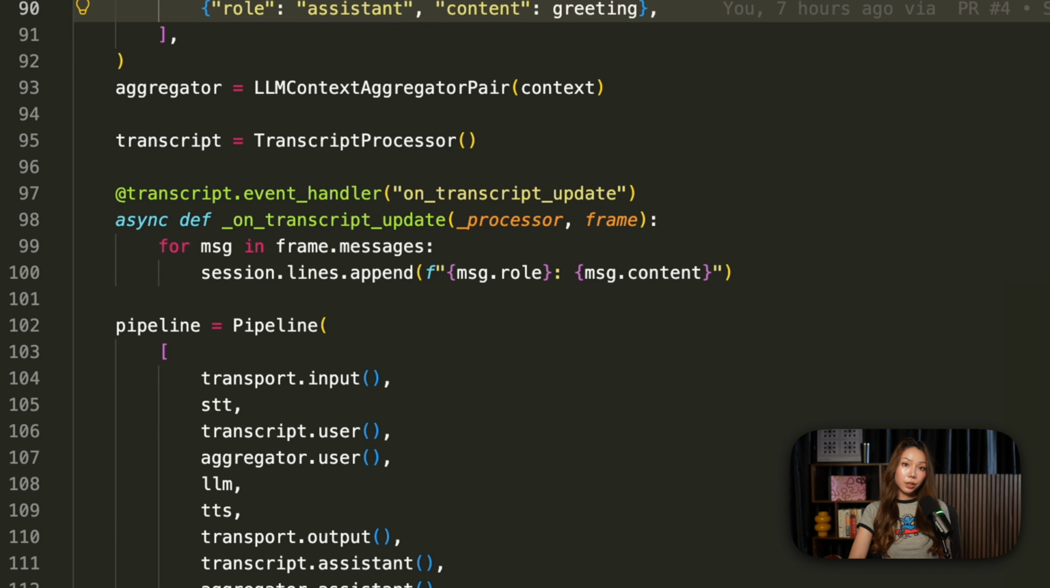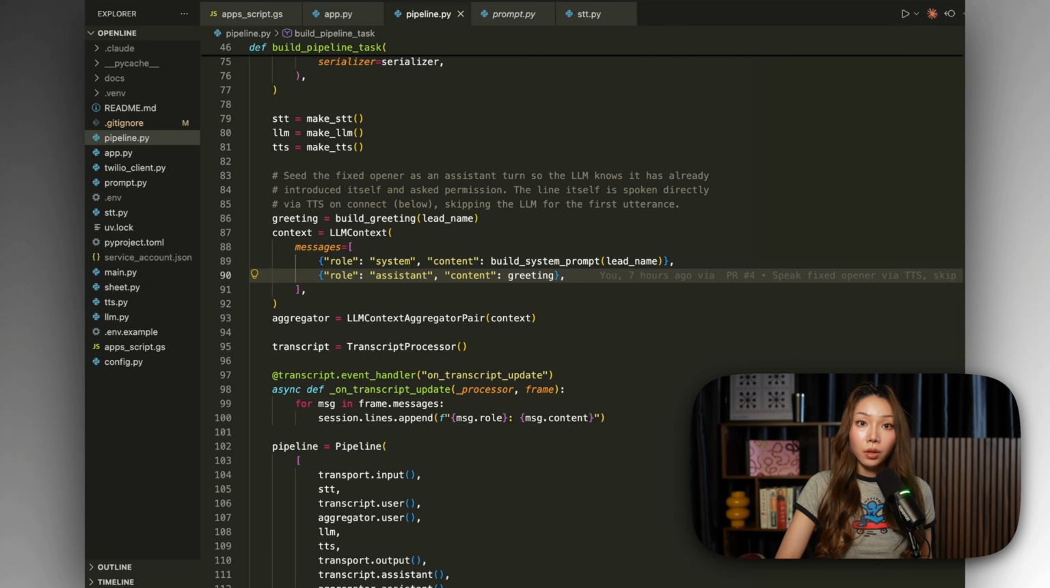Now, remember those 2 innocent-looking lines back in the pipeline, aggregator.user and aggregator.assistant? This is what they were for. Every time the caller says something, it gets appended to this context. Every time the agent replies, that gets appended too. So the context grows as the call goes, and the model always sees the full back and forth. That's the entire memory system. 2 entries in the pipeline list, feeding one context that keeps growing.